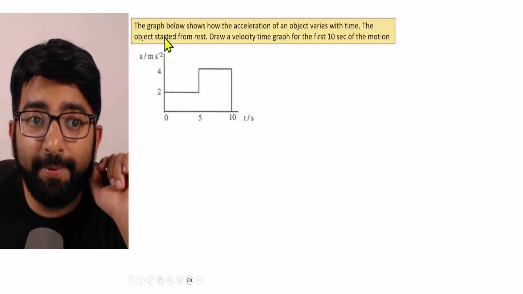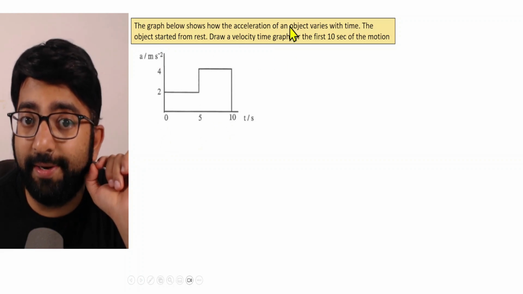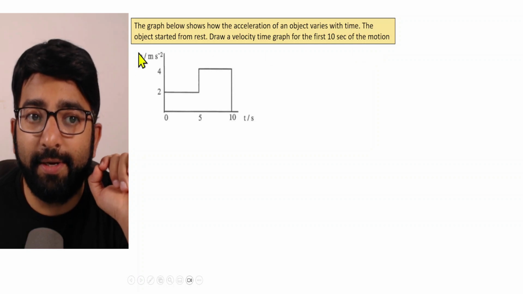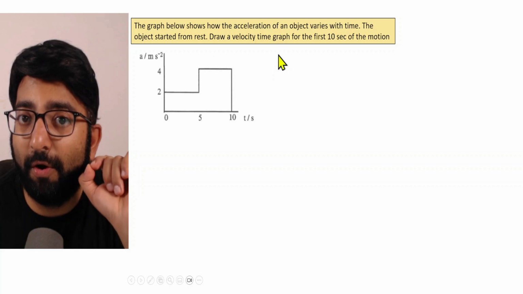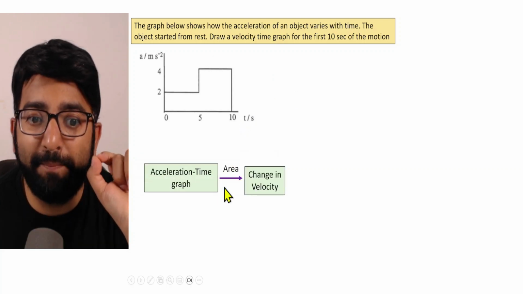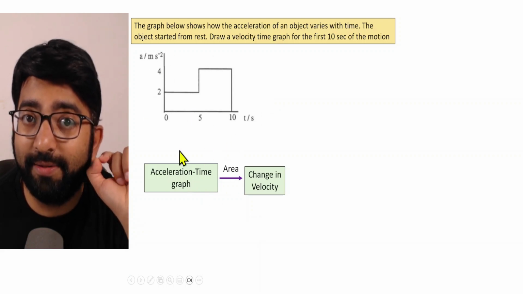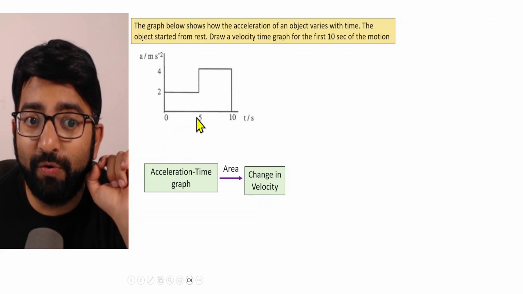In this question, we have been given an acceleration time graph and we are supposed to find the velocity time graph for the first 10 seconds of the motion. It is given that the object has started from rest, which means the initial velocity of the object is 0. So how do we approach such questions? The logic is simple. If you have been given an acceleration time graph, area under that graph will give us the change in velocity. Now, let us consider 0 to 5 seconds.